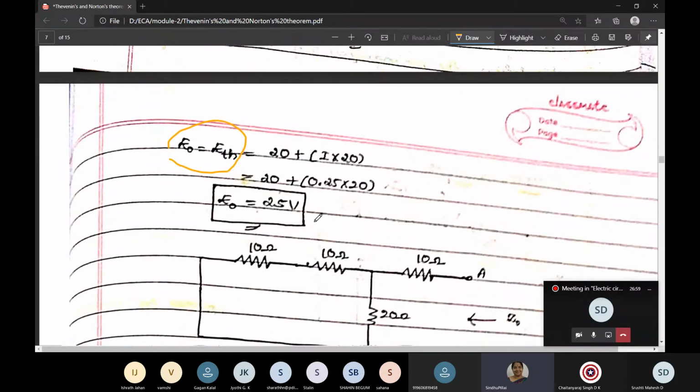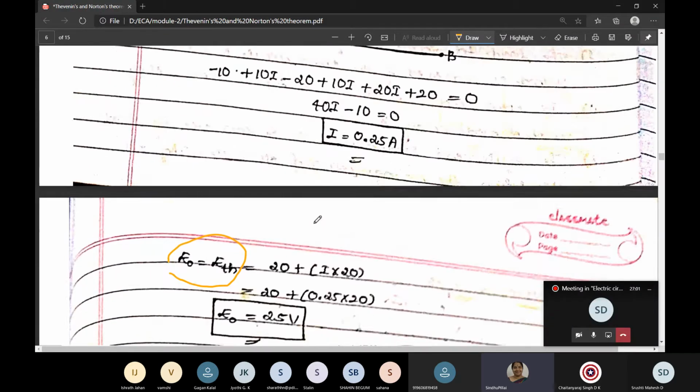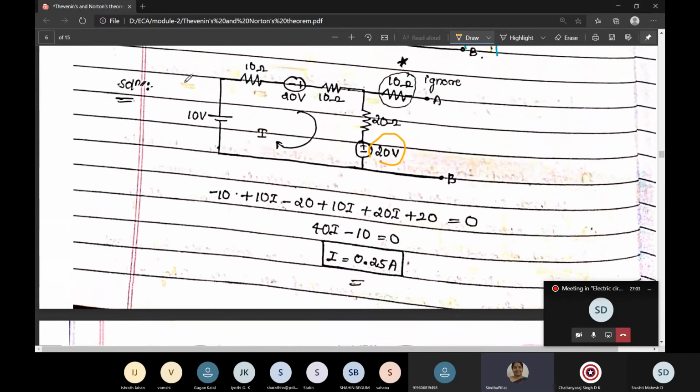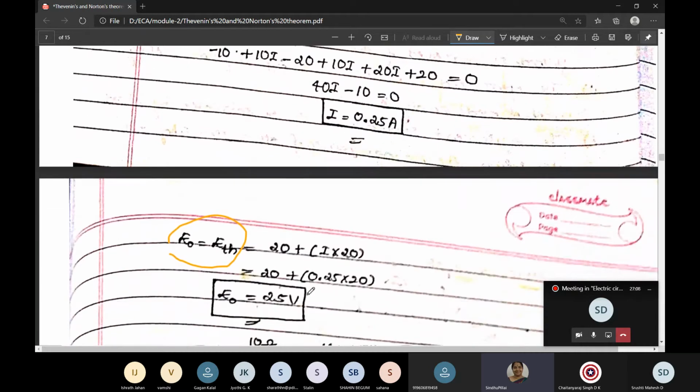So what is this? This is the equivalent Thevenin's voltage. So this complete complicated network was reduced to a single voltage source. That is important here. We are producing the equivalent voltage from the load terminal.